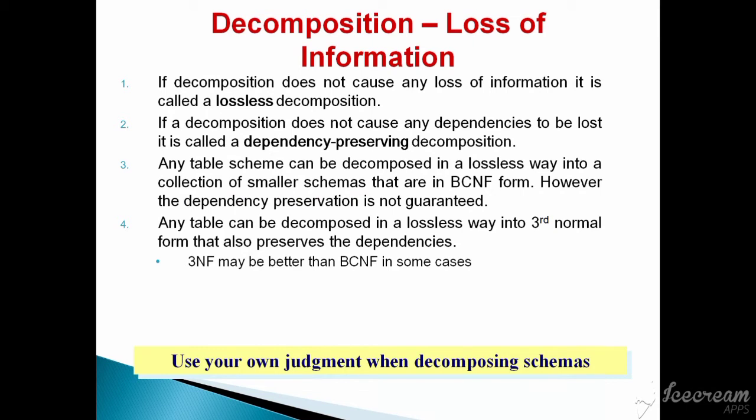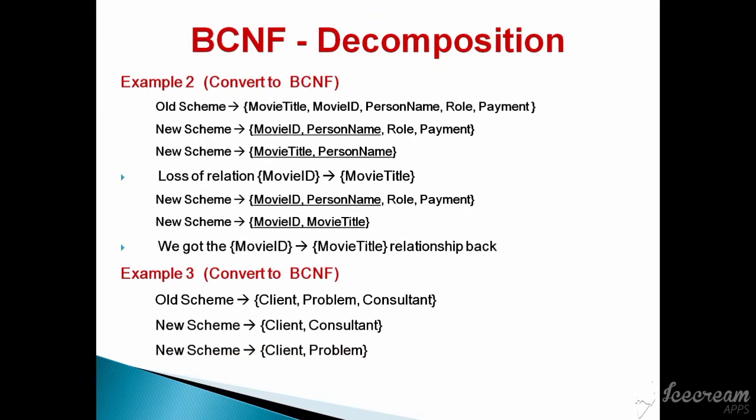Now decomposition. Decomposition may have loss of information. A decomposition that causes no loss of information is called lossless decomposition. These are the different types of decomposition: lossless decomposition and dependency preserving decomposition. If a decomposition does not cause any dependency to be lost, it is called dependency preserving decomposition.